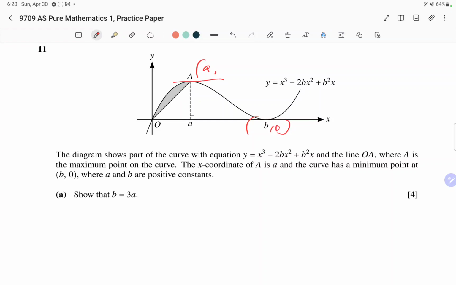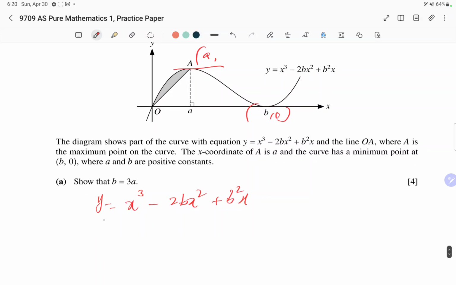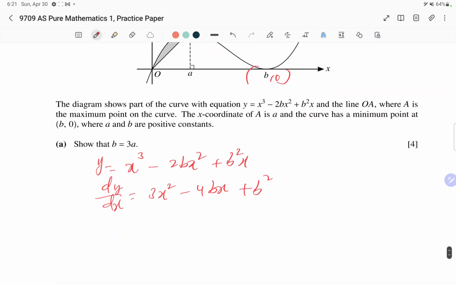Show that b equals 3a. The x coordinate of A is a minimum, so dy by dx should be 0 at A. Yeah, we can do that. So y equals x cubed minus 2bx squared plus b squared x. dy over dx is 3x squared minus 4bx plus b squared.